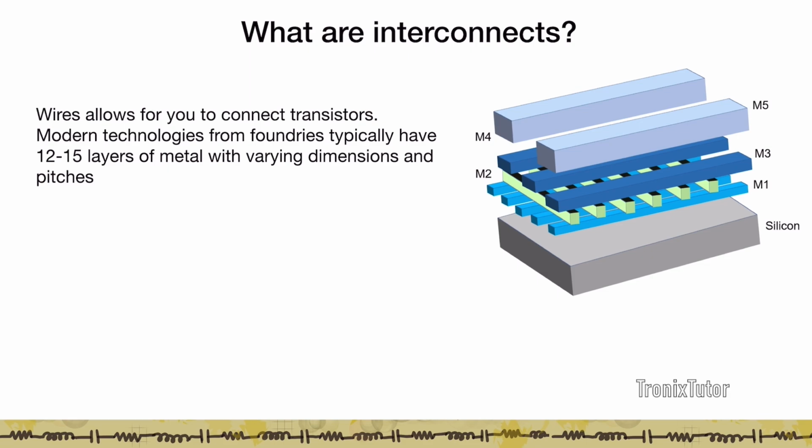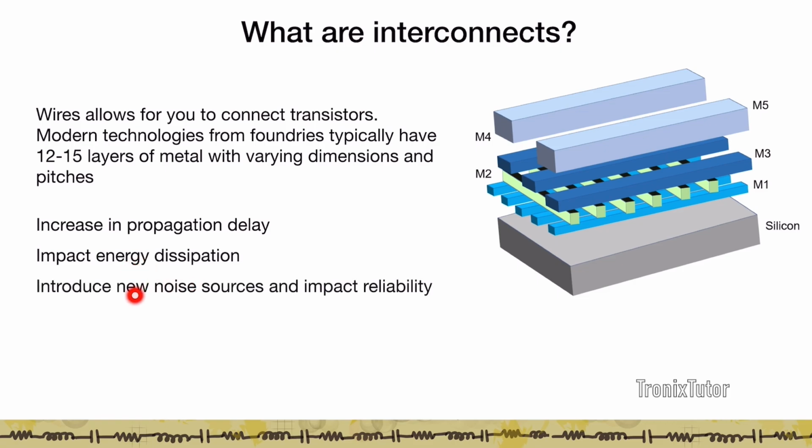And also, as you go higher and higher up on the metal stack, the metals widen and you can draw longer lines. So the resistance of the metal lines keeps reducing as you go higher up the metal stack. Now, what do these interconnects do? They lead to an increase in the propagation delay. They also impact energy dissipation in the chip, they introduce new noise sources, and to a large extent impact the reliability of the chip.